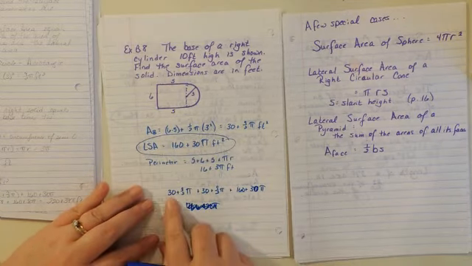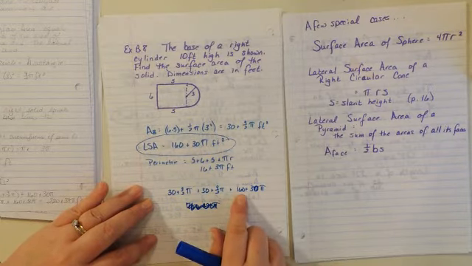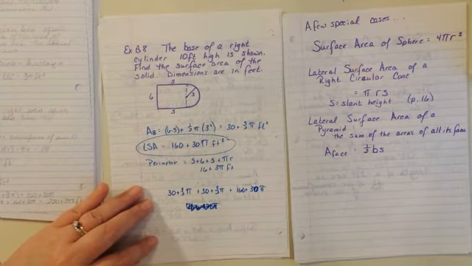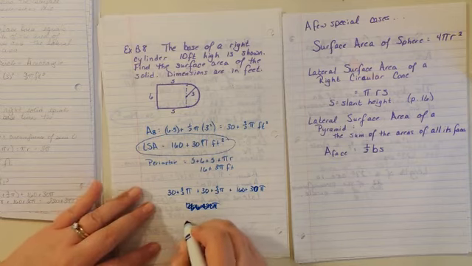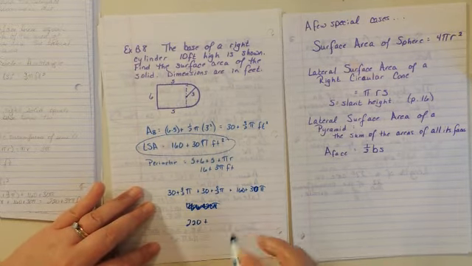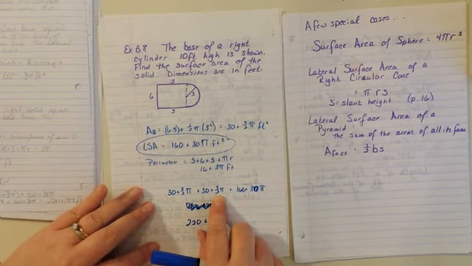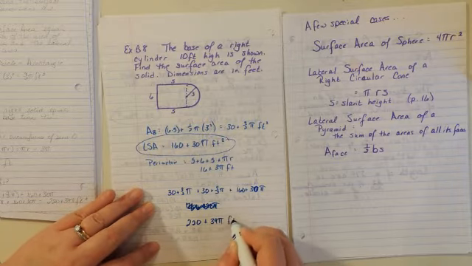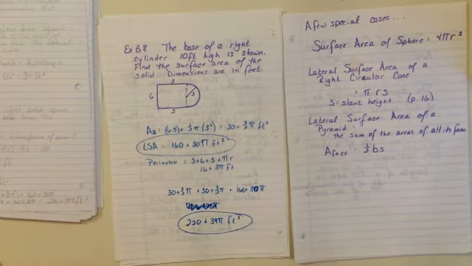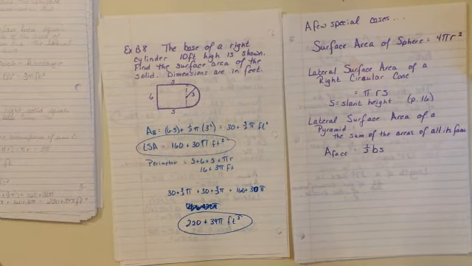Sorry, backing up. So we have 30 plus 9/2 pi plus 30 plus 9/2 pi plus 160 plus 30 pi. Okay, 30 plus 30 plus 160 is 220. 9/2 pi plus 9/2 pi is 18/2 pi, which is 9 pi, plus 30 pi is 39 pi feet squared. And that would be your answer. You do not need to pull this out into a decimal. You can, but you don't have to. Okay?